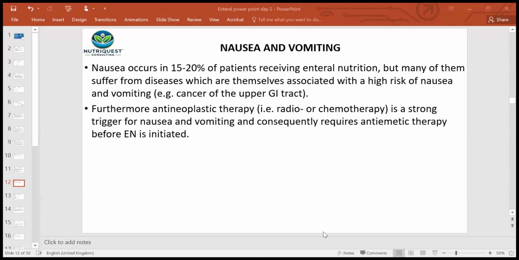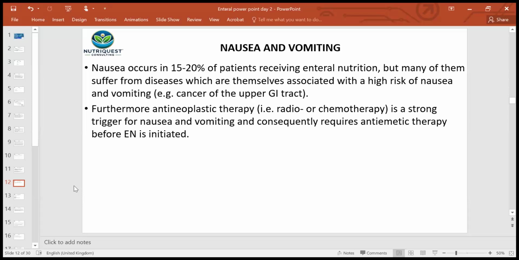So nausea occurs in 15 to 20% of patients receiving enteral nutrition, but many of them suffer from diseases which are themselves associated with a high risk of nausea and vomiting. For example, we have cancer of the upper gastrointestinal tract, like esophageal cancer, which are quite common. Furthermore, antineoplastic therapy, radiation and chemotherapy, is a strong trigger for nausea and vomiting, and consequently requires antiemetic therapy before enteral feeding is initiated.